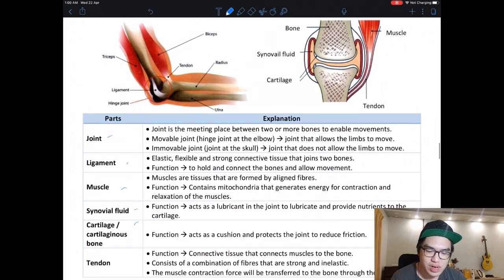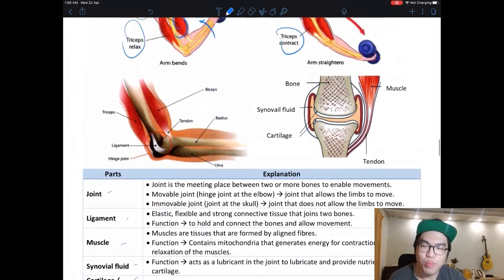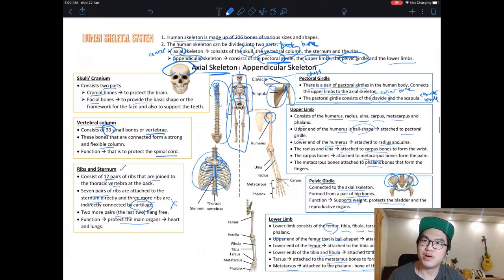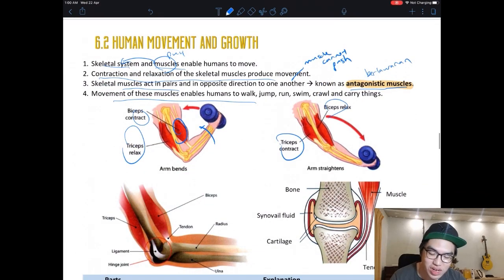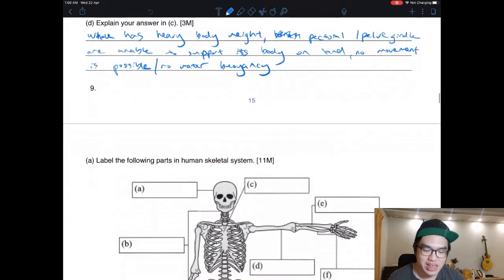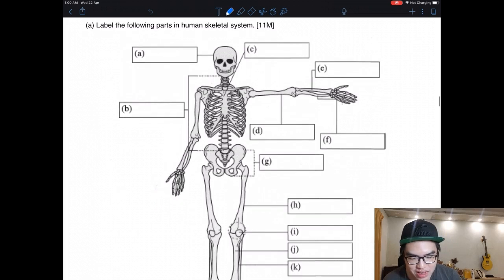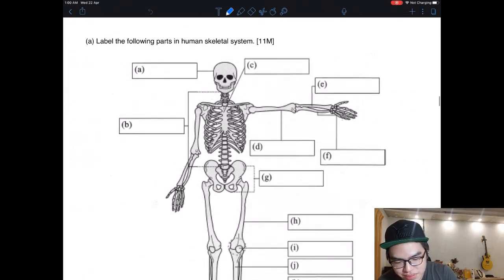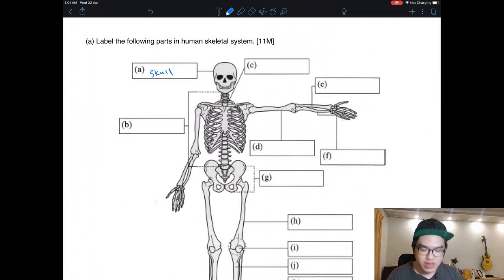So basically what we learned today is bones and muscles. You're not learning as detailed as biology, so I wouldn't focus too much here. Let's name this. This is your skull. And then what is this? The center. Let's look at the beavers.